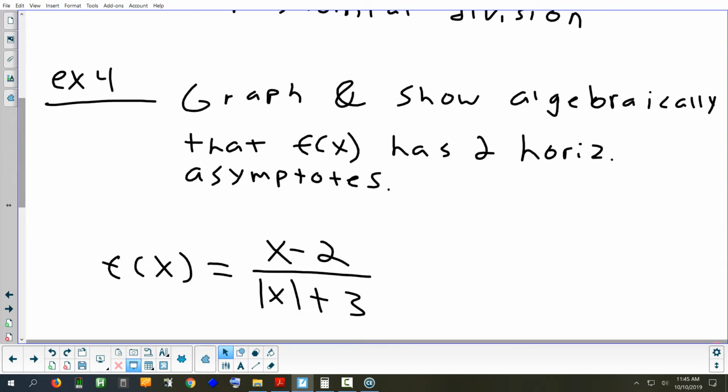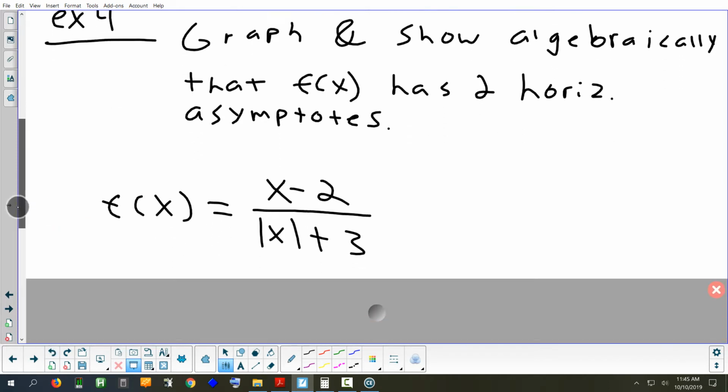So they want us to show that this graph has 2 horizontal asymptotes. Does that mean there's going to be like a space in the middle? It could mean that, or it could mean something like this, where a graph is trapped between 2. It's probably going to be trapped in there. I'm not sure. We'll see.